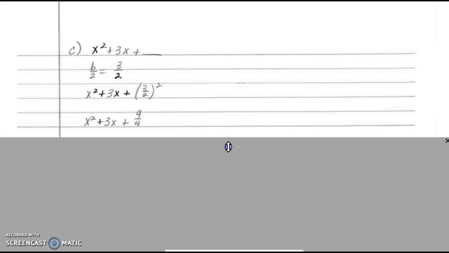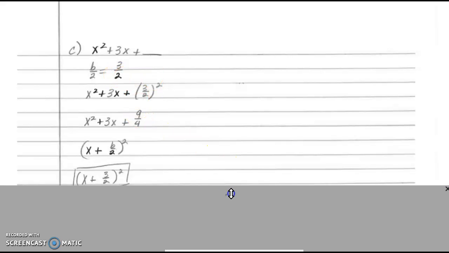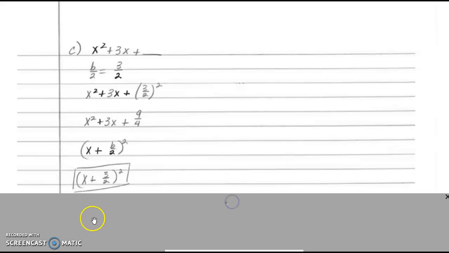Because we've done that, now we can put it into a binomial squared form. And remember, it's always x plus whatever half of b was. Half of b from up here, you see, is 3/2. So we can rewrite this as the quantity x plus 3/2 squared.